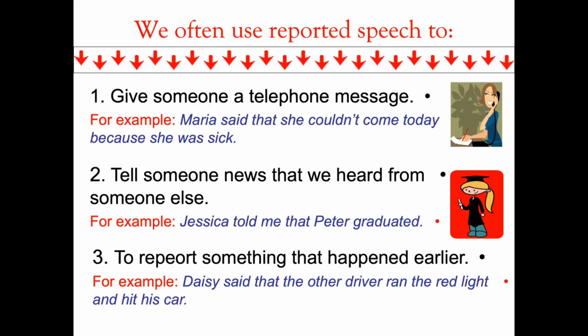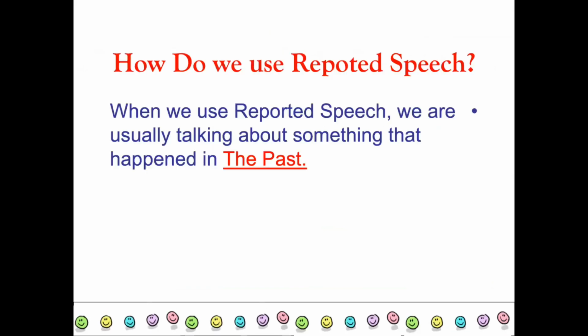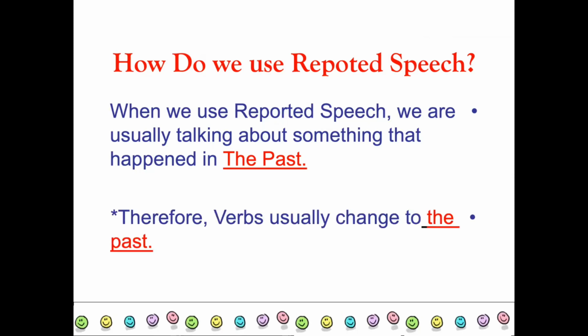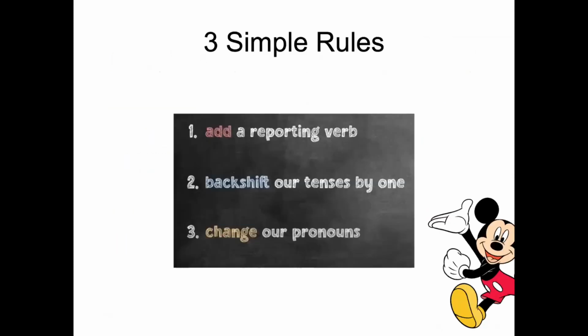So now, how do we use reported speech? When we use it, we are usually talking about something that happened in the past, and therefore verbs usually change to the past. So we also have to follow a couple of simple rules. First one, we have to add a reporting verb. Number two, and that's very important, we have to backshift our tenses one by one.